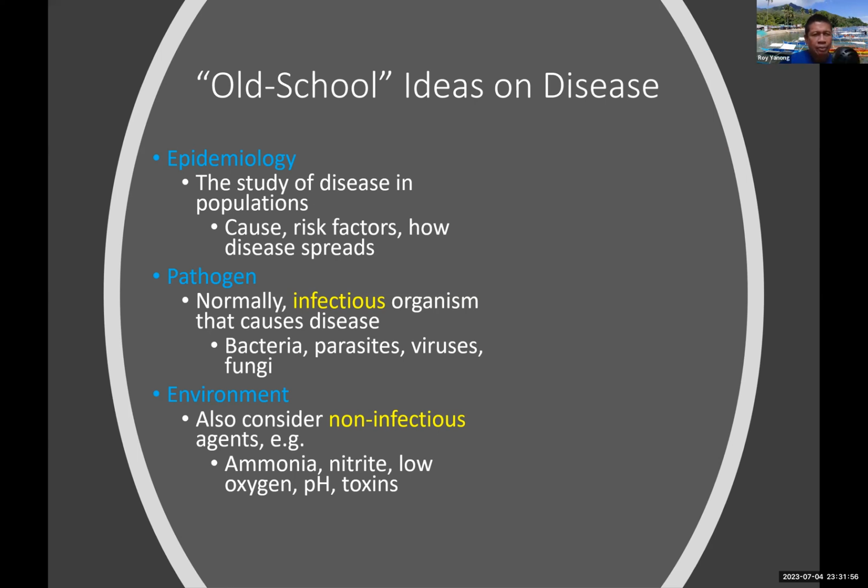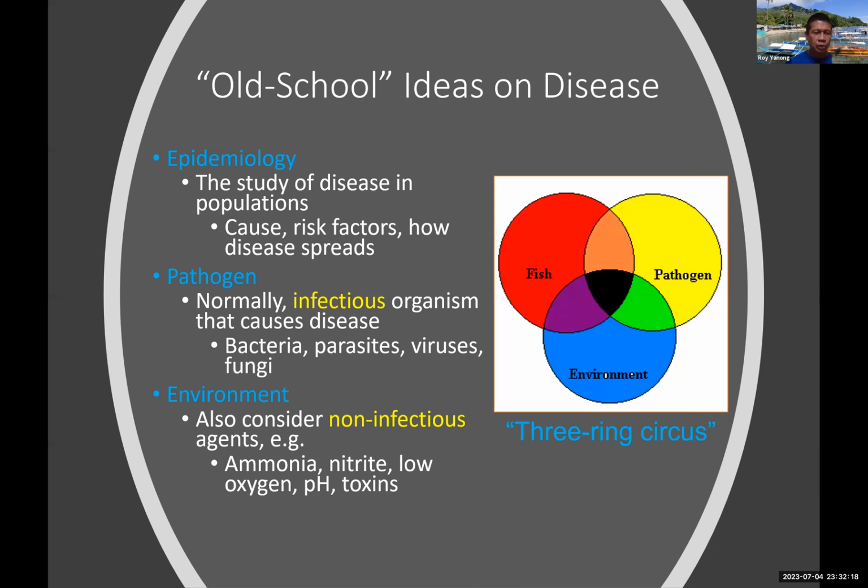And then the environment we have to consider as well. Even though a lot of people think of disease as being caused by something that is infectious, we can also have non-infectious causes of disease. For example, problems with water quality. I list a few water quality problems there, as well as things like toxins. And so the old school way of thinking about it was we have a fish, we have a disease organism, something infectious or some sort of pathogen, and then something going wrong in the environment. So when these things come together just the right way, there's going to be disease.